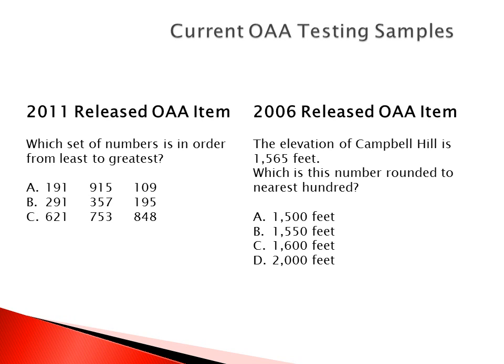Here are some math examples. On the left, you see a mathematics question from the 2011 released OAA. On the right side, from the 2006 released OAA. The question on the left is assessing students' ability to put numbers in order from least to greatest. On the right, you see a question that's assessing their ability to round to the nearest hundred. Well, let's see what those two same skills look like in the new prototypes.